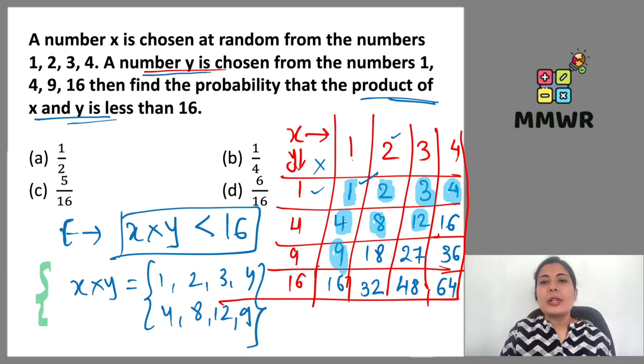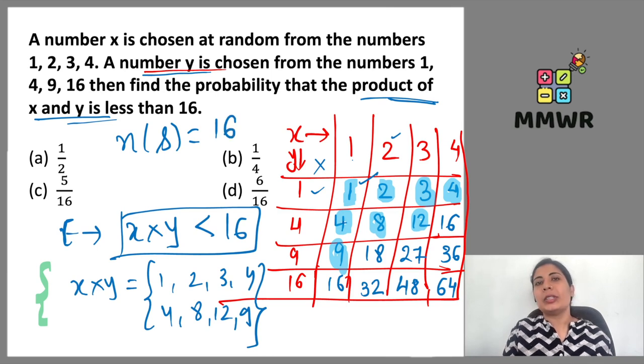Out of how many values, how many answers are we getting? 1, 2, 3, 4, 4, 8, 16, 12, 9, 18, 27, 16, 32, 48, 64. So the number of all possible outcomes here is a total of 16. 4 values of x, 4 values of y, 4 multiplied by 4, total 16 values we are getting as the product. But which of them do we have to consider? We have to consider only those where the product is less than 16. So less than 16, we have here the possible outcomes for the favorable event.